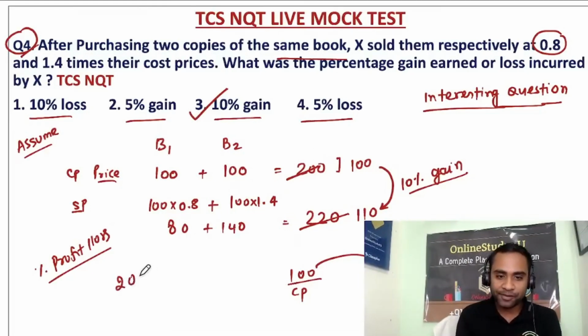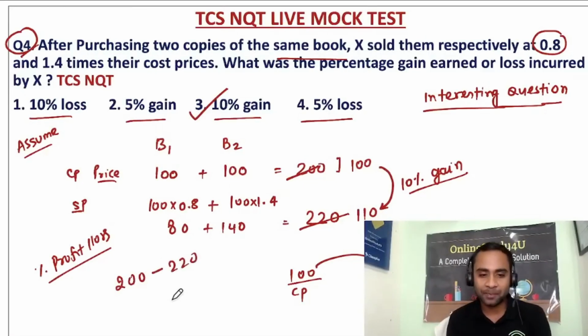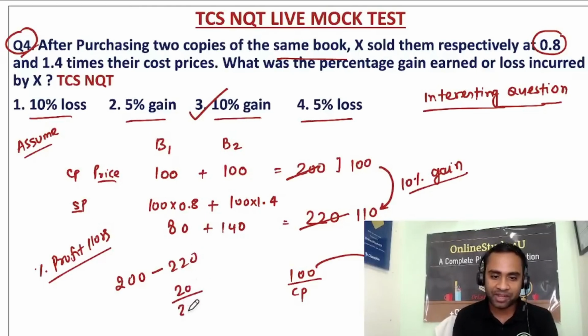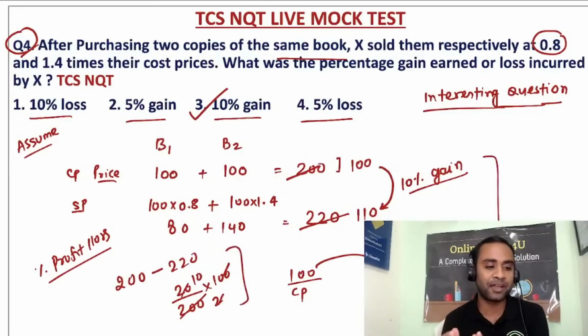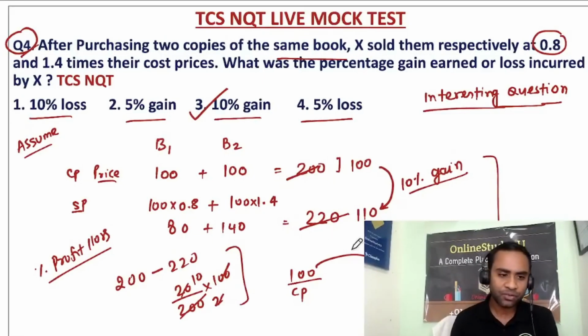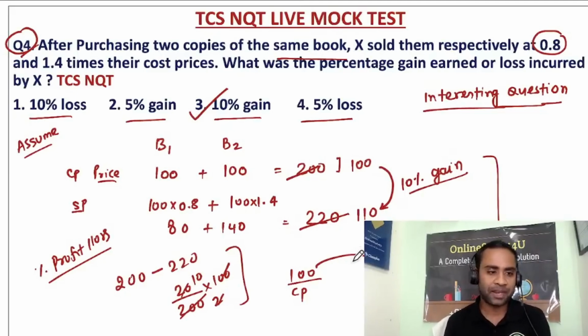See, many of you will use the formula. So cost price is this and the selling price is this. So profit is 20 rupees divided by cost price 200. Then also, my dear friends, you are going to get the same answer. So just try to make the problem as simple as possible in the examination.